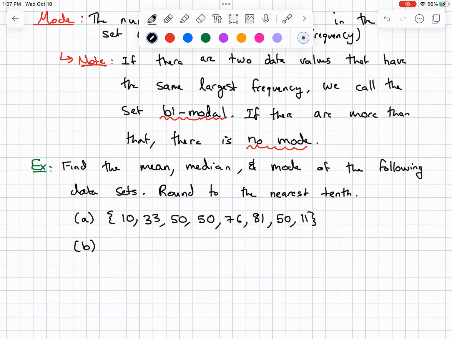Part B is 5, 5, 5, 5. Could just keep going on forever, right? No, 5, 5, 5, 5, 5. So 4 5s, and then 11, 12, 7, 15, and 13.